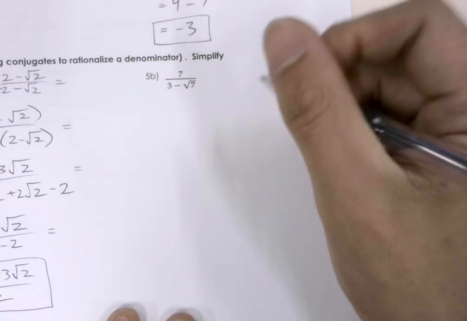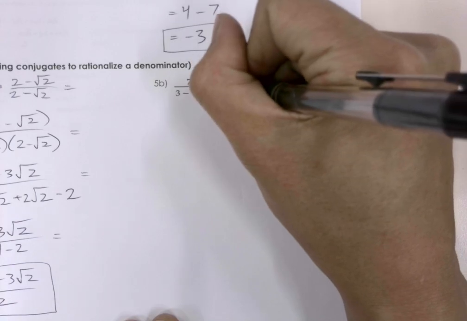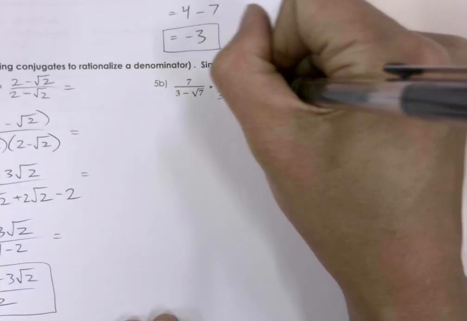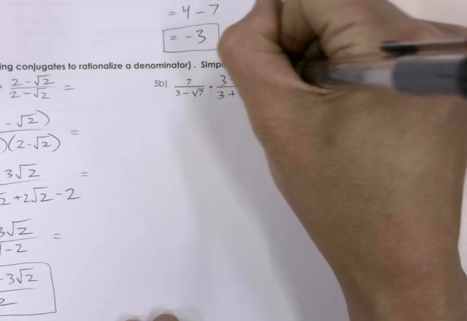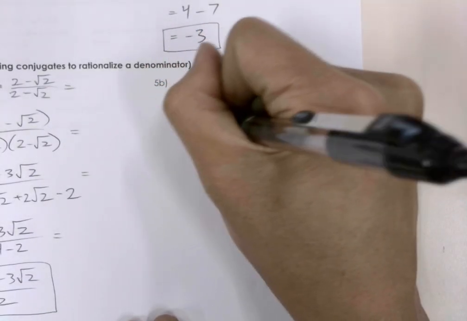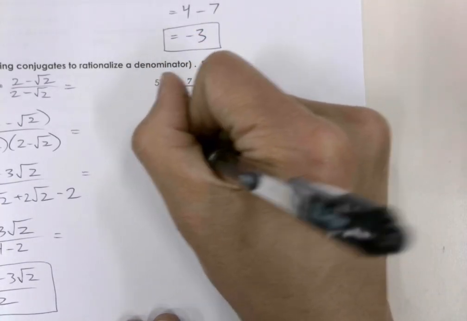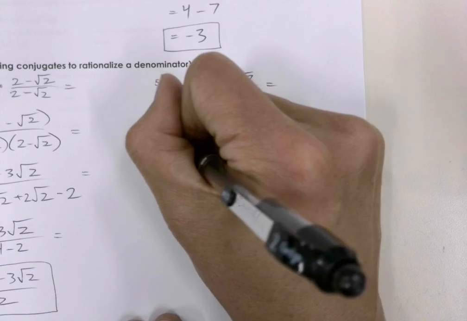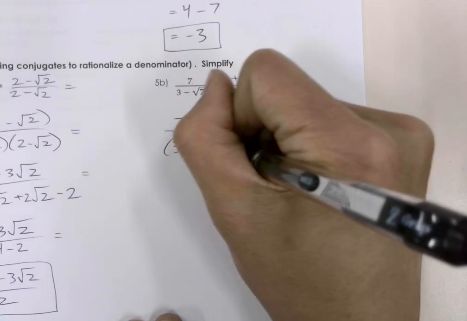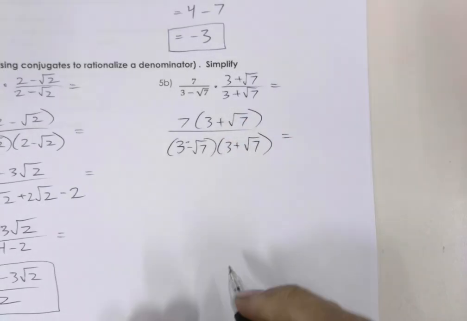Let's go and try it again with this one over here. We're going to make the denominator a rational number. We're going to rationalize the denominator by multiplying by 3 plus square root 7 over 3 plus square root 7. Right? So let's go ahead and rewrite that as 7 times 3 plus square root 7. And then in the denominator, it's going to be 3 minus square root 7 times 3 plus square root 7. And then we're going to work out the math.